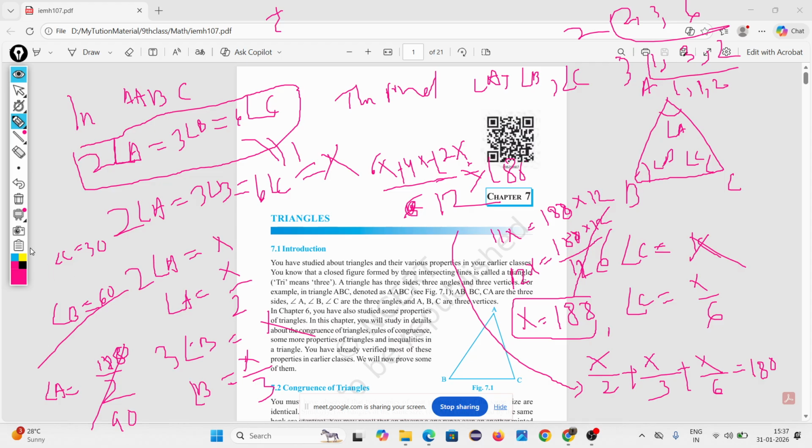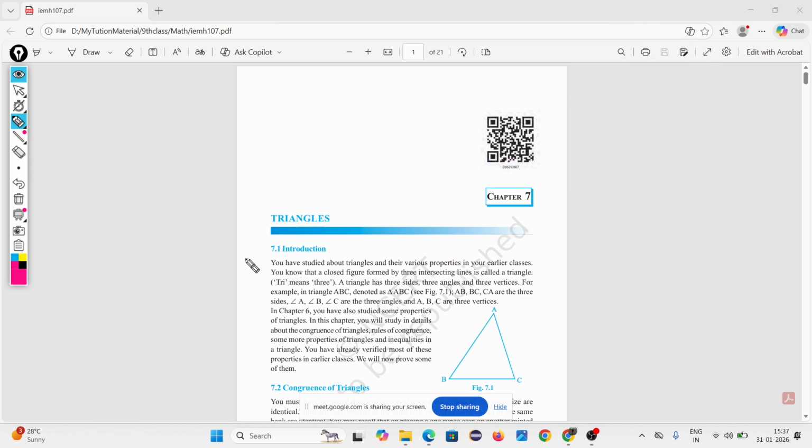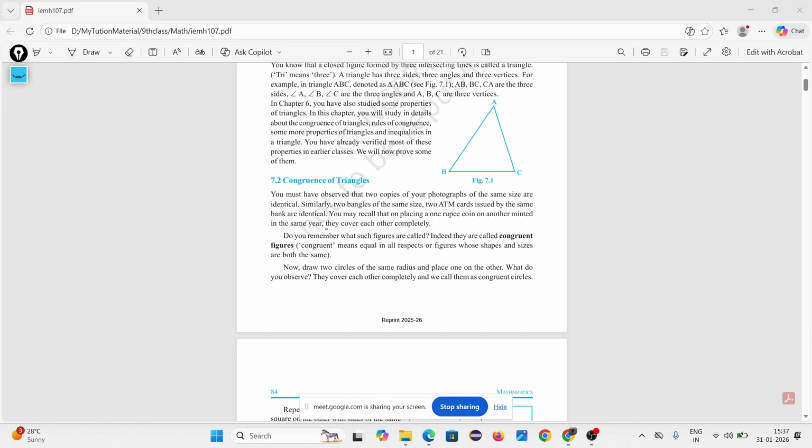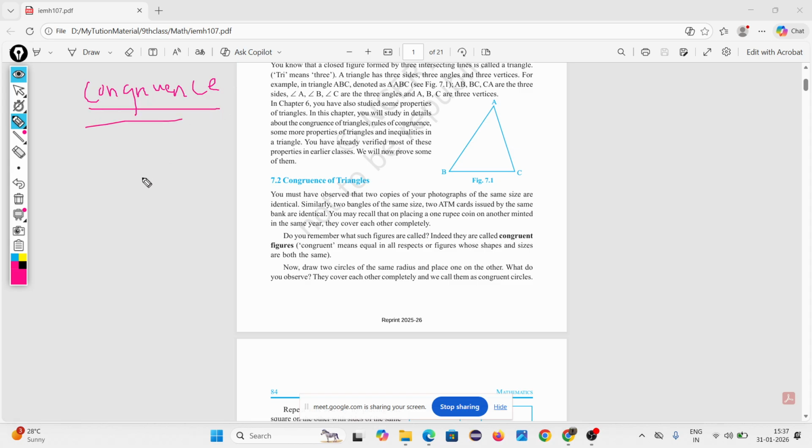That's the concept of congruency. That is the main chapter. Congruency. Look, we come to your chapter. What is the meaning of congruency? Basically two equal triangles, look.